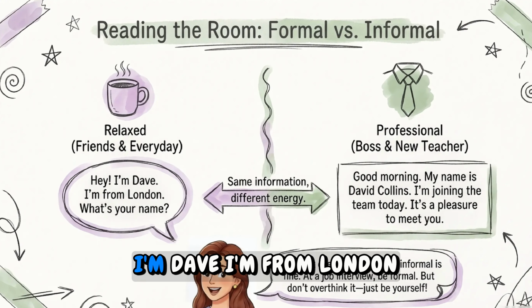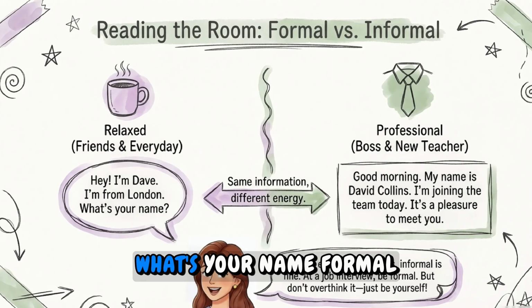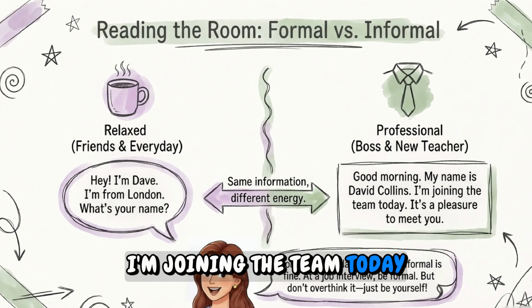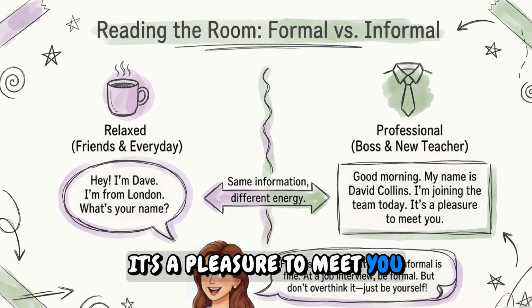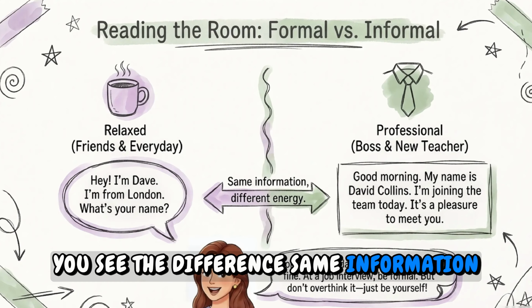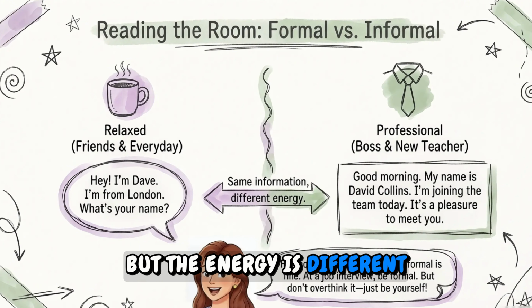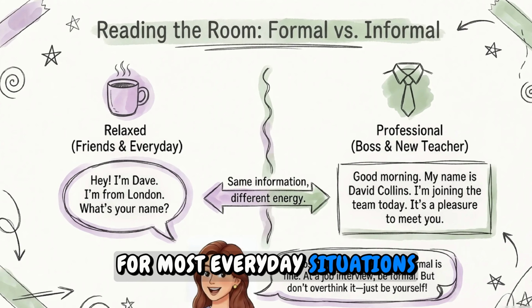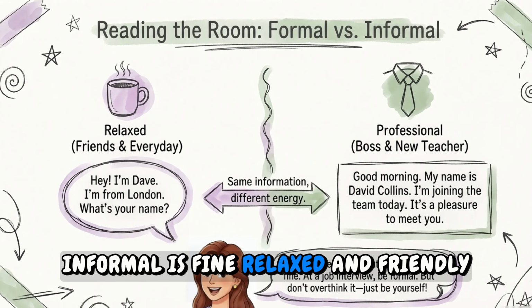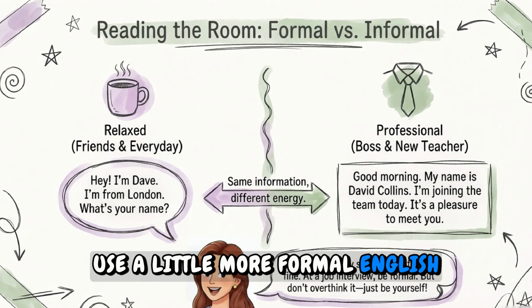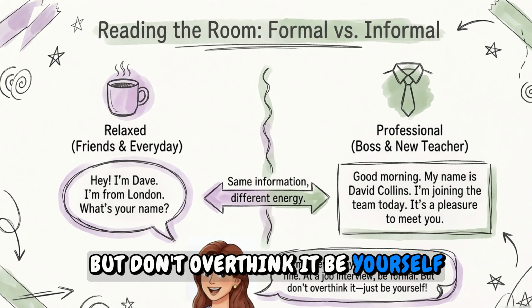Informal: Hey, I'm Dave. I'm from London. What's your name? Formal: Good morning. My name is David Collins. I'm joining the team today. It's a pleasure to meet you. You see the difference? Same information, name, where you're from, but the energy is different. For most everyday situations, informal is fine, relaxed and friendly. At a job interview or a formal event, use a little more formal English. But don't overthink it. Be yourself.